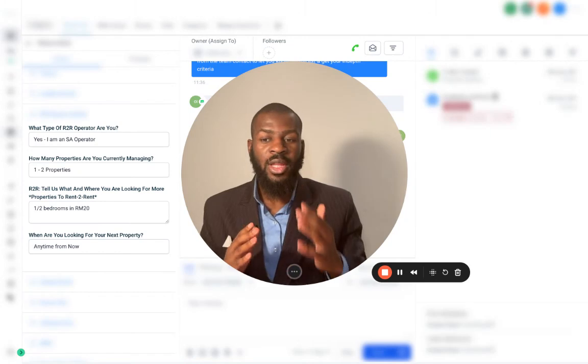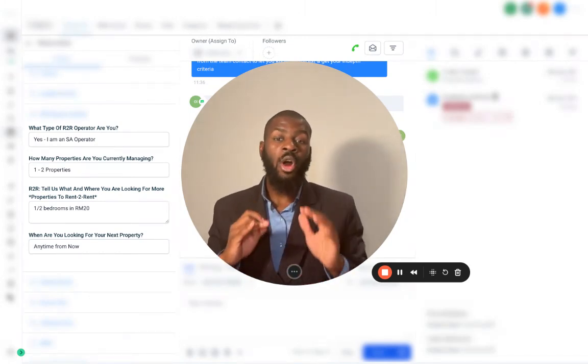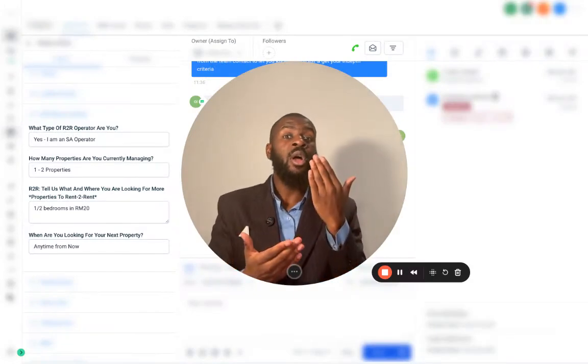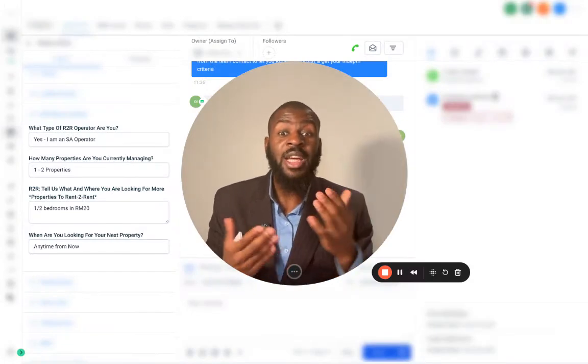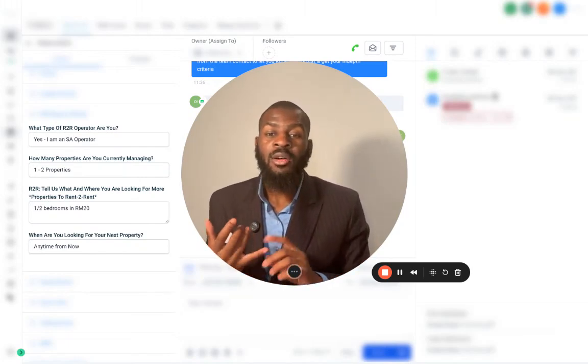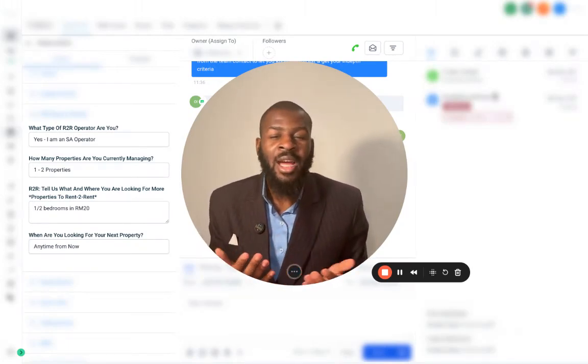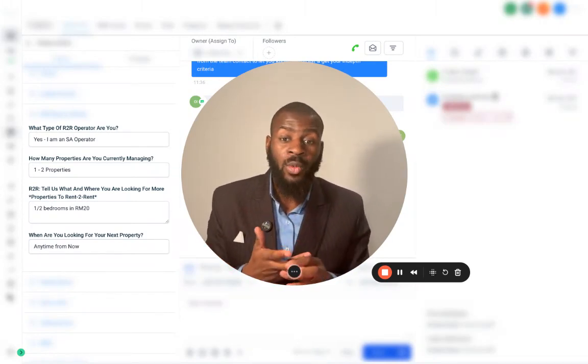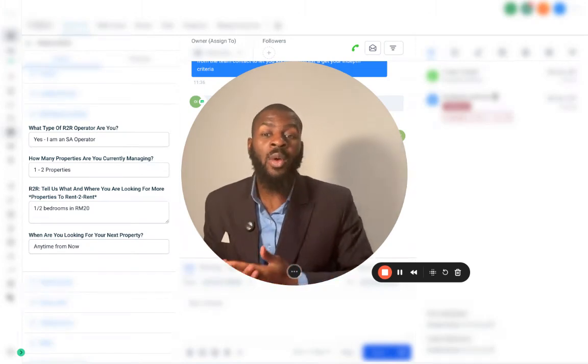Now, the criteria of what they're looking for: 1 to 2 bedrooms in RM20. I'm going to come back to that. Now, when are you looking for property? Anytime from now. That makes them a good tick box because they're green light. I look at it as a traffic light system: red, amber, green. Red is not looking. Amber is anytime within, let's say, 30 days or 30 to 90 days. And anytime from now is green light, which is always what we want because if we have a deal right now, we can sell it to her.